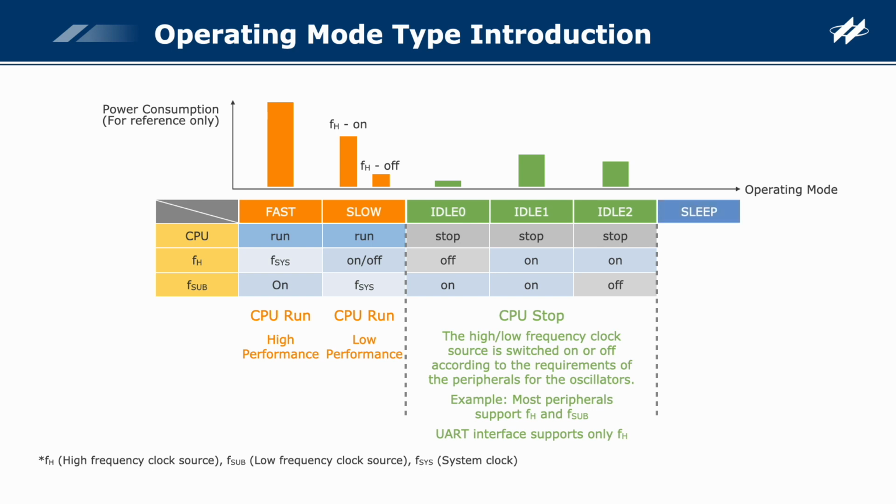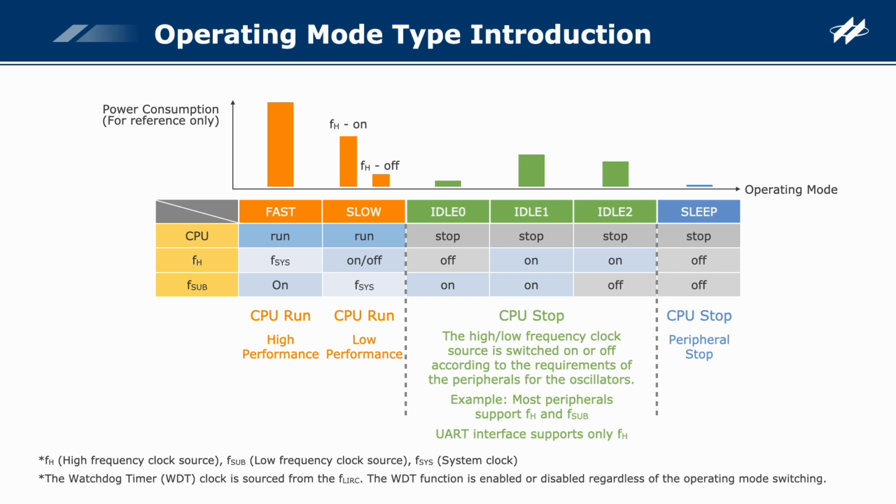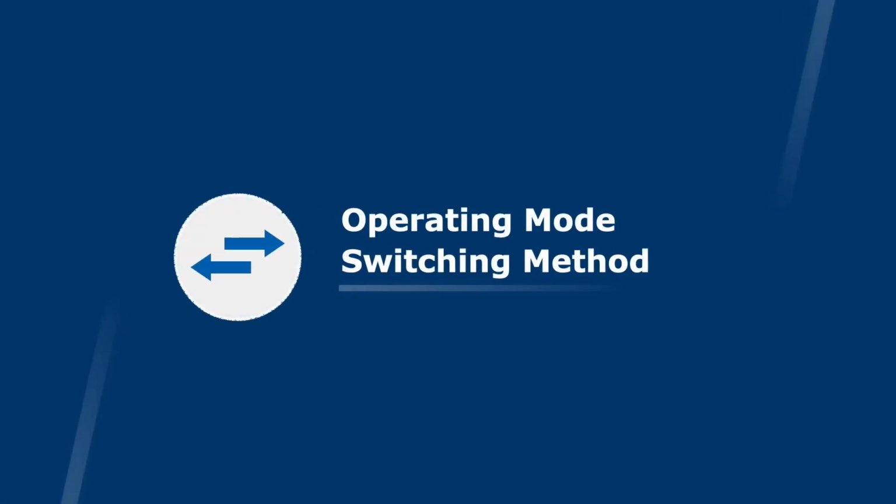The last one is the sleep mode. In this mode, the CPU also stops running, as well as the high and low frequency clock sources are turned off, and the peripherals stop. The sleep mode is the most power efficient of all modes. The watchdog timer clock is sourced from the internal low-speed RC oscillator. The watchdog timer function is enabled or disabled regardless of the operating mode switching. Operating mode switching method.